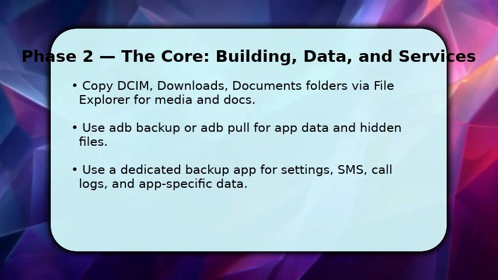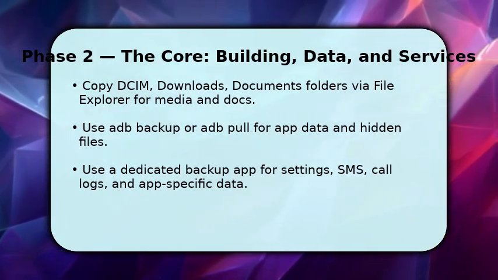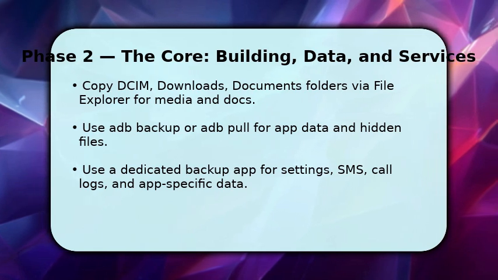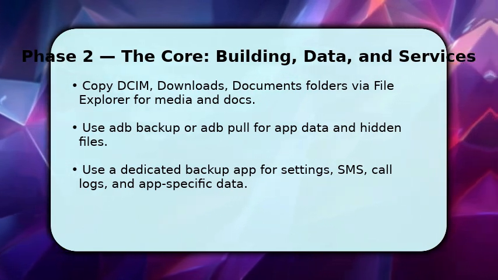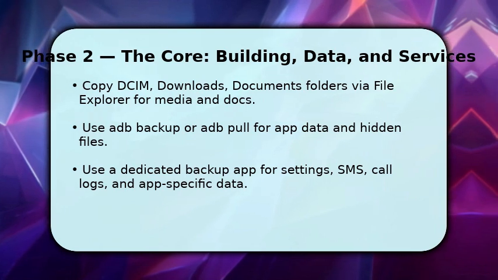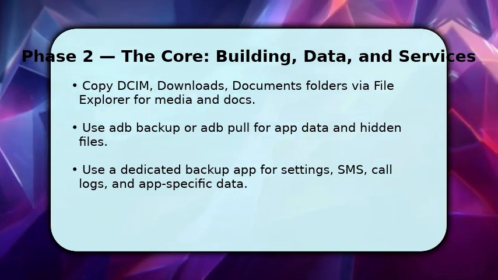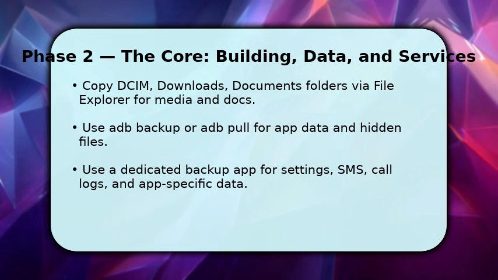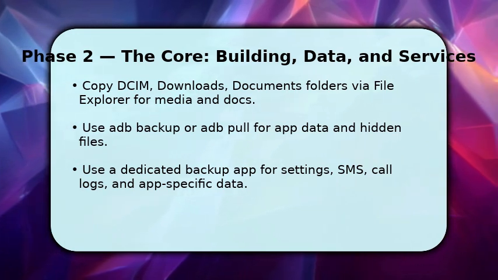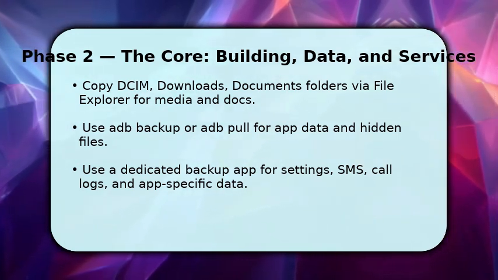Now perform the actual backup step. Start with visible user files. Copy DCIM, downloads, documents, and any media folders into a labeled PC folder. If you need app data or system-backed files, run an ADB pull or an ADB backup from a terminal. This captures more than simple file copies.